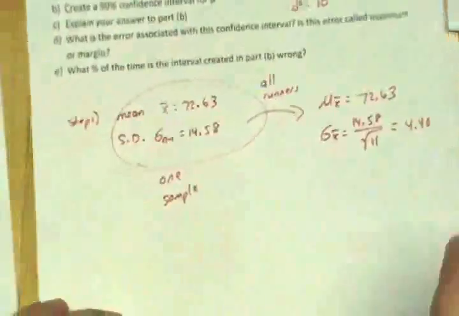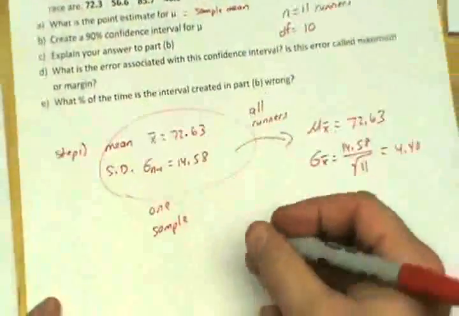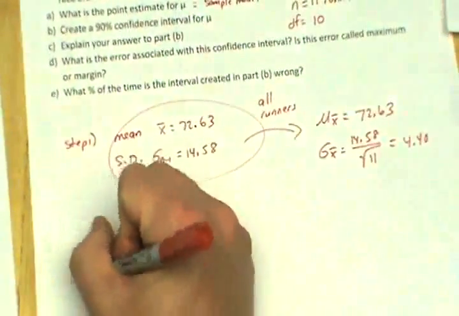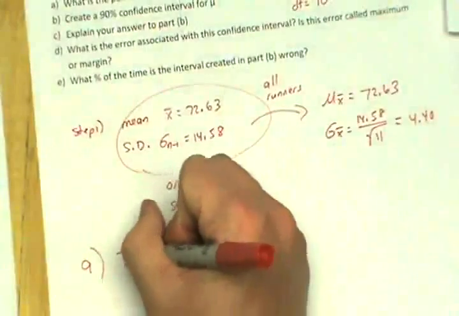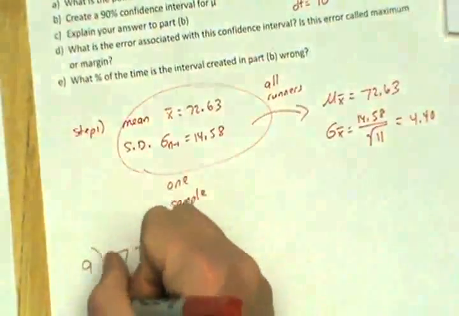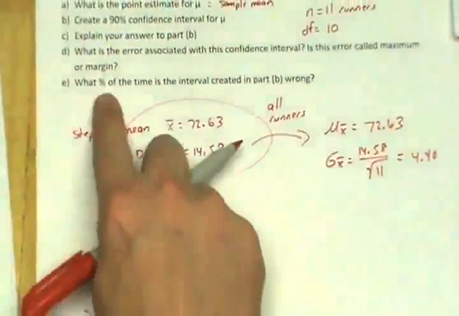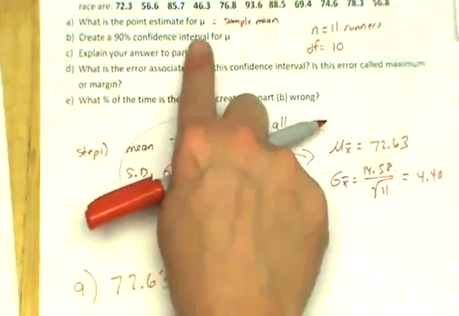So there's our mean and standard deviation. So when they ask for the point estimate for part A, go over here, that is going to be the mean, which is 72.63. B, they ask create a 90% confidence interval.